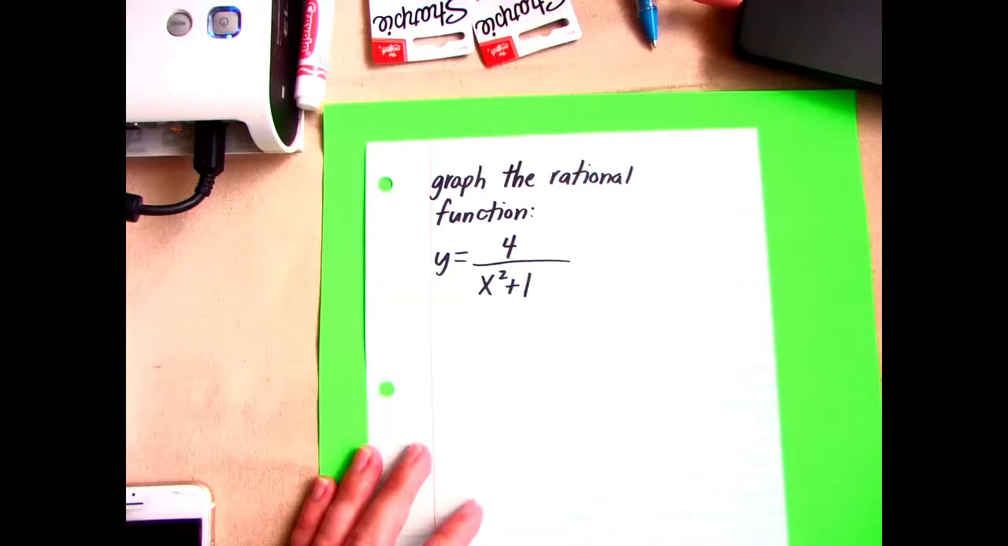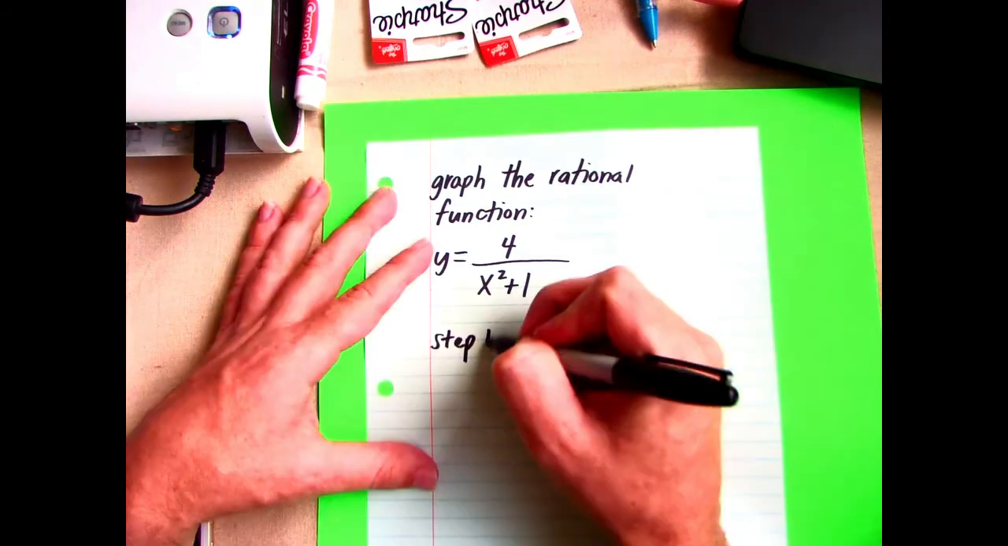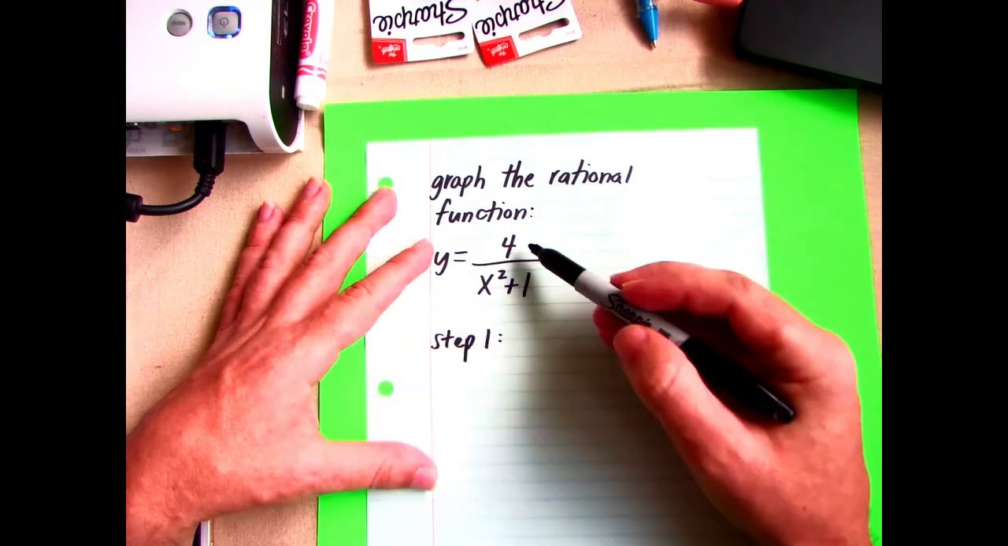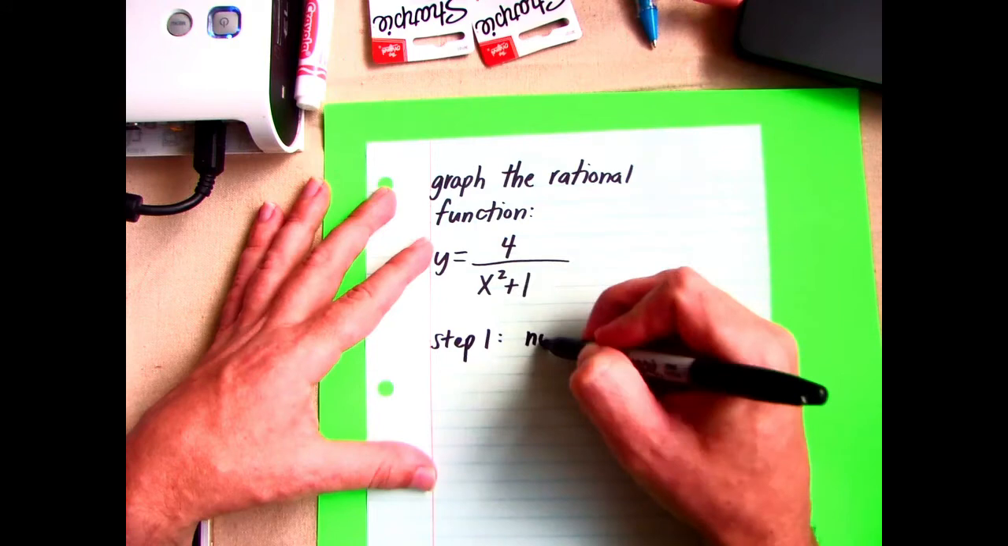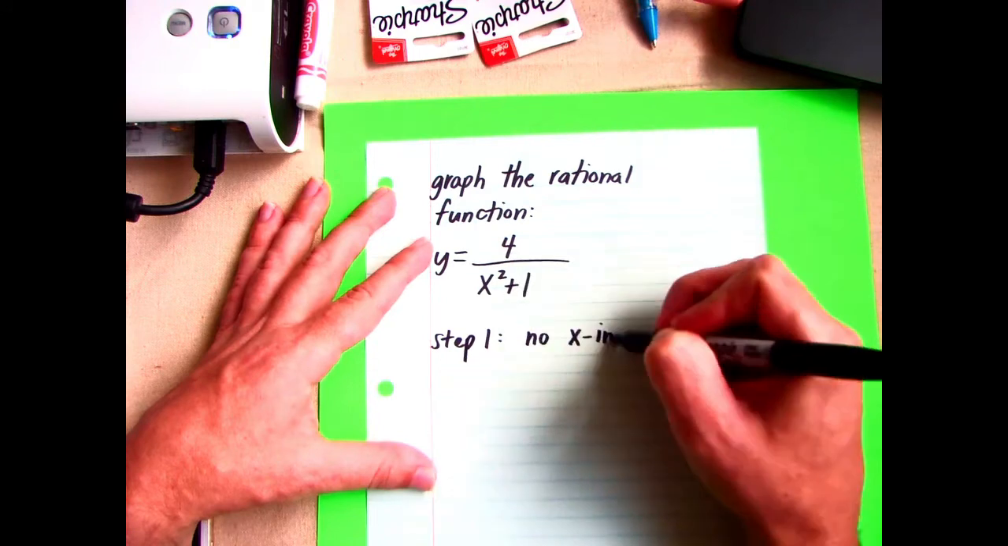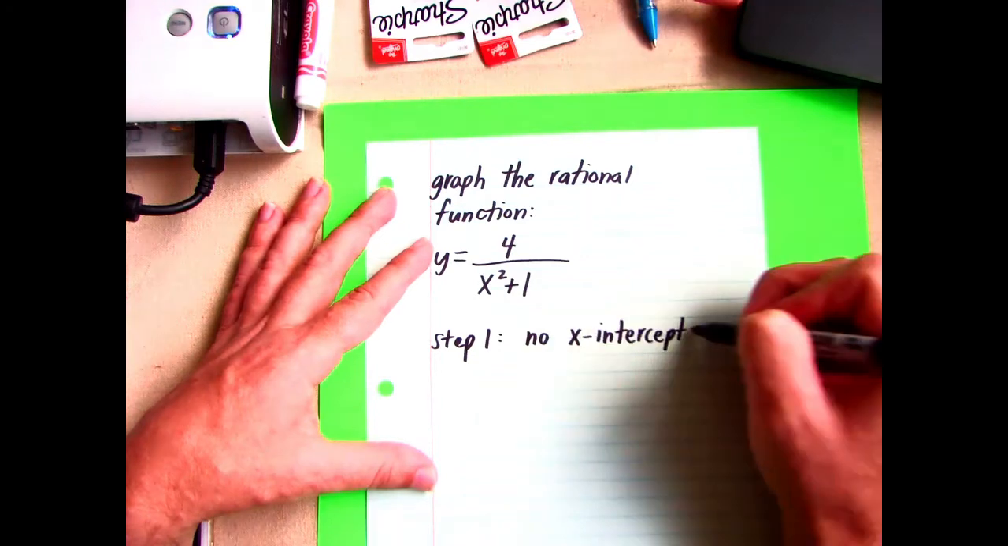So back to our example problem here. Y equals 4 over x squared plus 1. Step 1, we're going to look at the numerator. What makes the numerator 0? Are there any x values that'll make the numerator 0? In this case, there is no x value that'll make the numerator 0, so there is no x-intercepts. And that completes step 1.